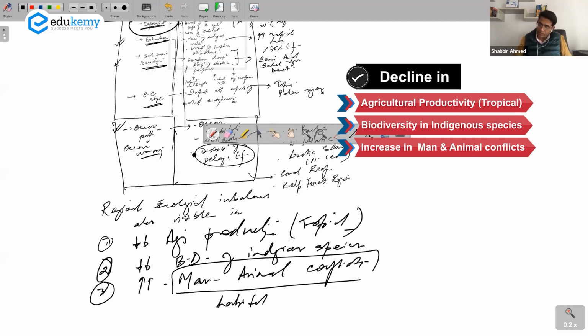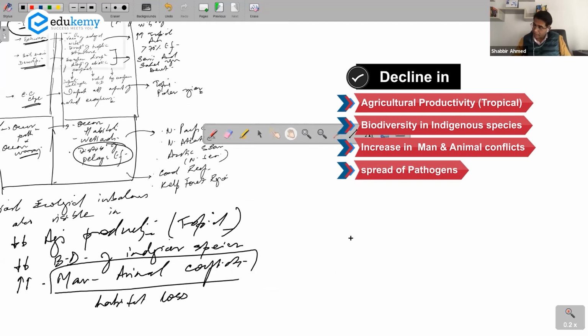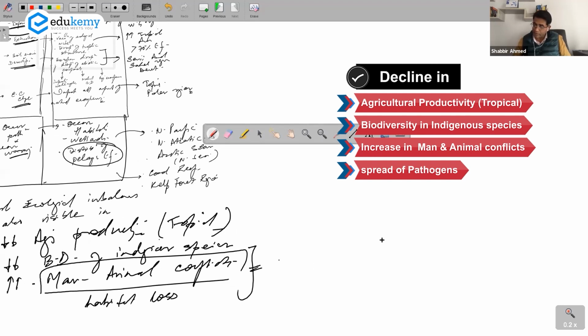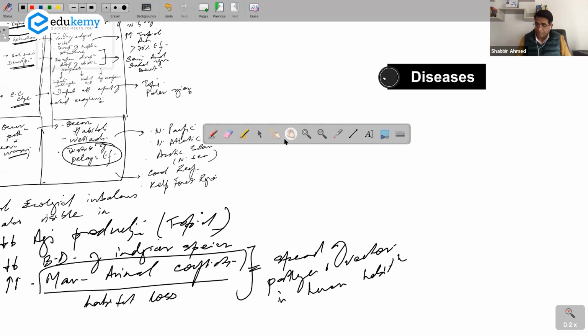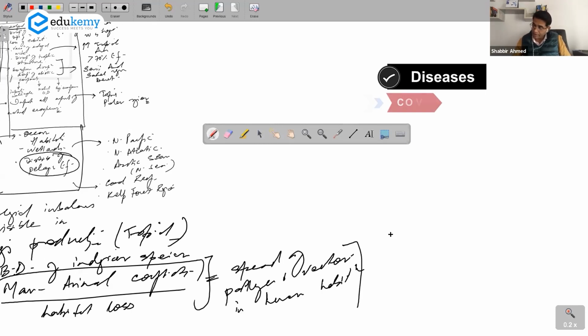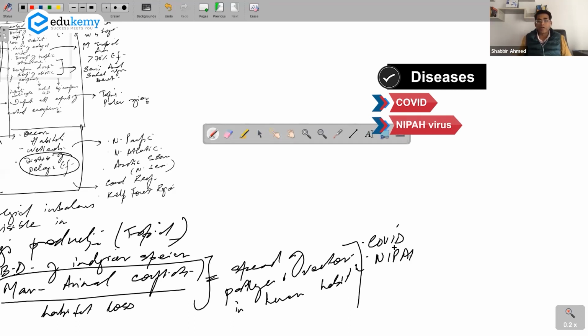This is also the reason why we have spread of zoonotic diseases, spread of pathogens and vectors in human habitations. Can you give me some names of 2-3 diseases because of this? Forget COVID, Nipah virus from the fruit bats because of tropical deforestation. Yeah, Southeast Asia mein. We also have Lyme disease.